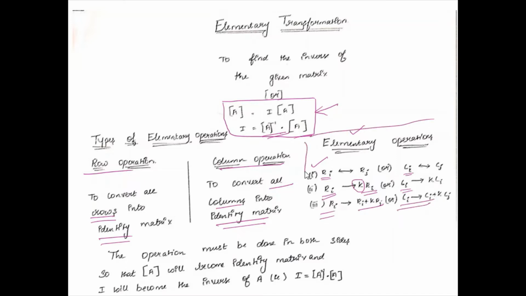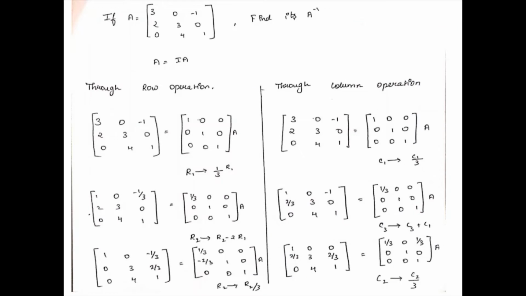As I said above, A is equal to IA. Here, by doing elementary transformation on both sides, the A which is present in the left hand side will become the identity matrix and I which is present in the right hand side will become the inverse of A. That is, I is equal to A inverse into A. You may easily understand this topic by solving this sum.